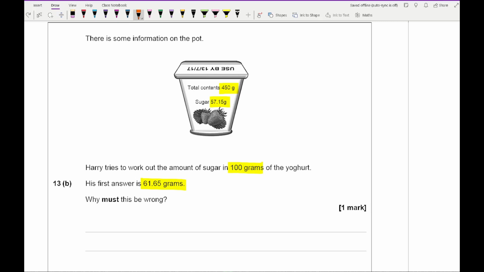So he's written something along the lines of that there is less sugar in 450 grams of yogurt, which I've spelt wrong, so let's just correct that. And there we go. Oh, and I spelt it wrong again. That's rather embarrassing. And there we go.